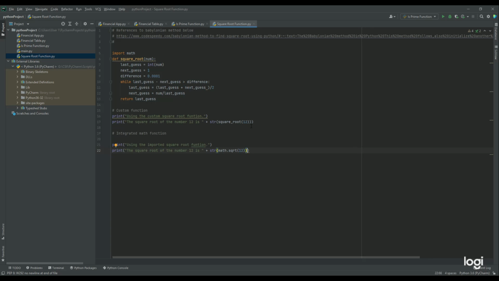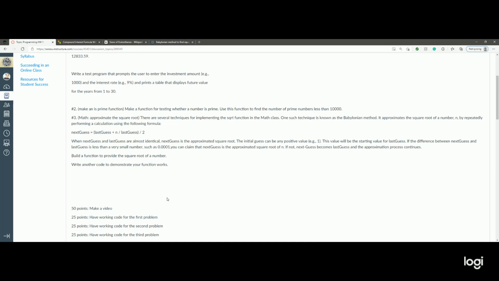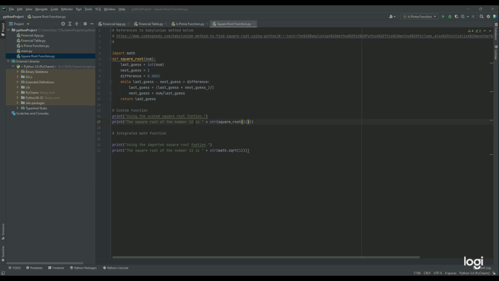So I inputted the number the homework stated to try. Do it with 12. I believe it says 12. Let me check. It actually doesn't give a number, so we'll just try with 12. 12 sounds good. So we'll see if 12 has a perfect square root, or what number the square root of 12 gives us using our method or our function that we defined and the math imported function. Let me run this really quick.